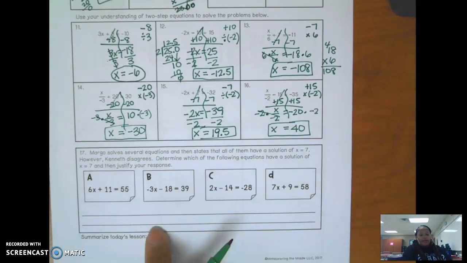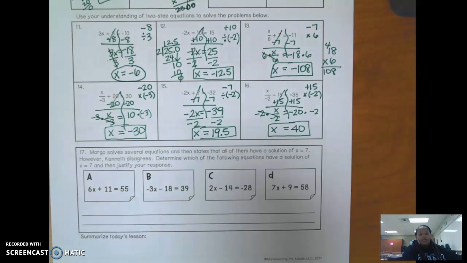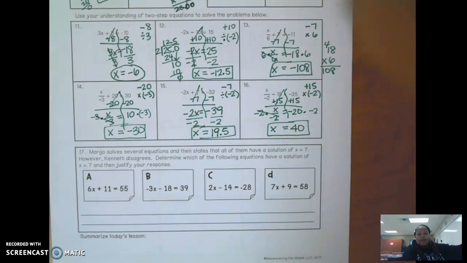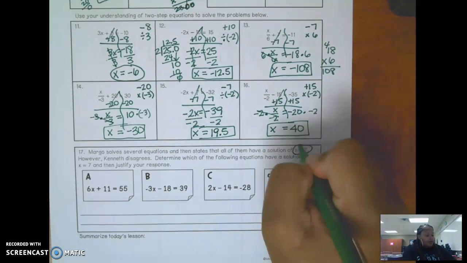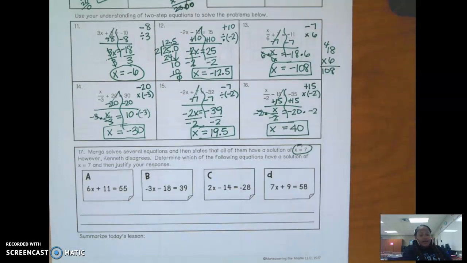But last question I want to go over is, Margot solves several equations and then states that all of them have a solution of x equals 7. However, Kenneth disagrees. Determine which of the following equations have a solution of x equals 7, and then justify your response. So, my solution is x equals 7. Like I've been showing you in class, I'm going to take out x and I'm going to plug in 7 to see if it works.